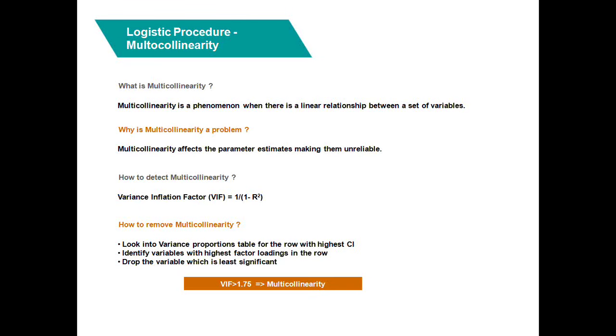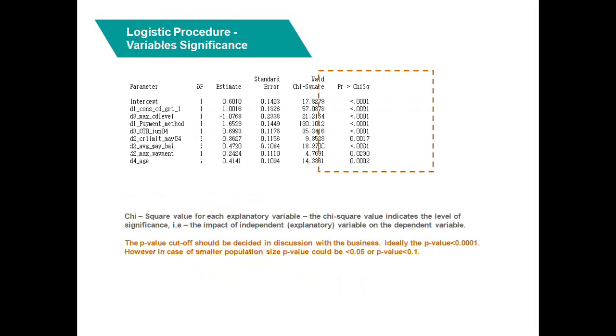So, logistic procedure variable significance. If you see the output, we see the parameter, DF, estimate, standard error, Wald chi-square and probability chi-square. So based on this p-value, we select our variables. Based on 99 and 95% confidence interval, we select our variables. As we discussed in linear regression also, if we are selecting less than 0.0001, in fact we are talking about the 99%, and when we increase or decrease those confidence intervals, our p-value changes.